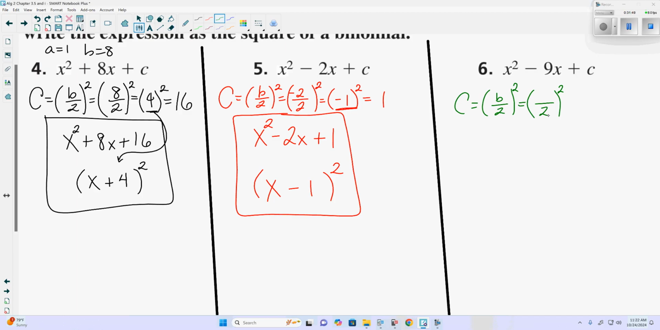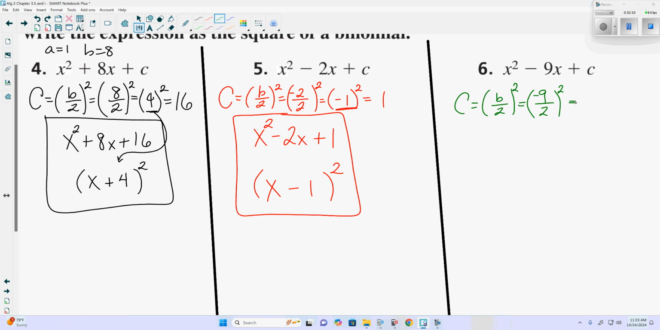So our last one, number 6, x squared minus 9x plus c. Here the value of b is negative 9. Negative 9 divided by 2. Does it divide evenly? It's negative 4.5. We get a decimal. For this here, it's going to be neither here nor there. When we start using this, especially in completing the square, it's going to be better to leave it as a fraction than it is to turn it into a decimal. So we'll leave it as negative 9 over 2.